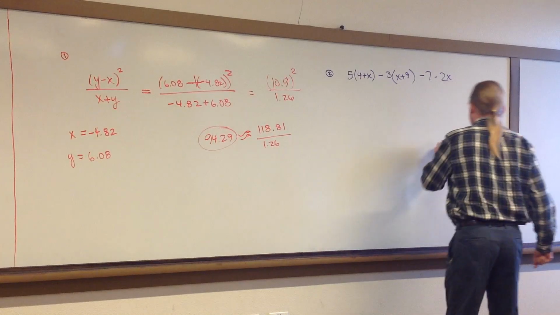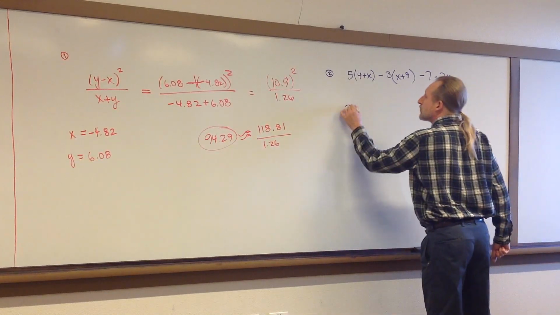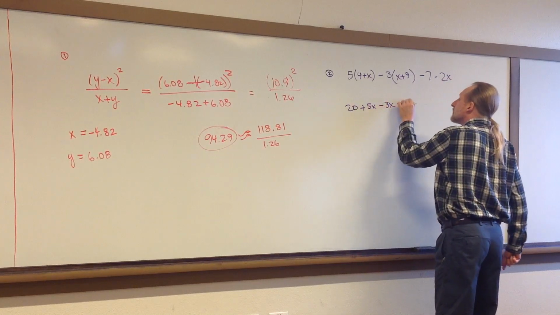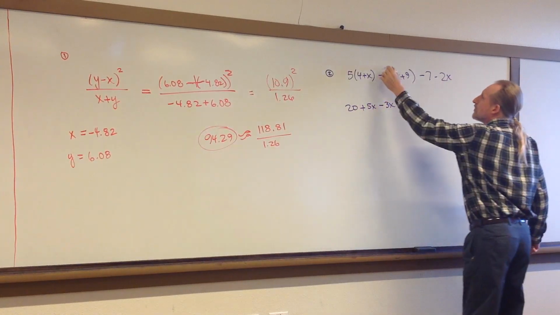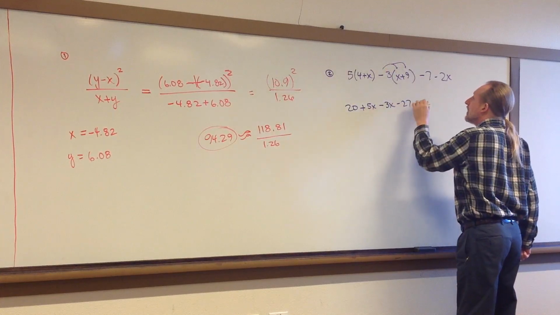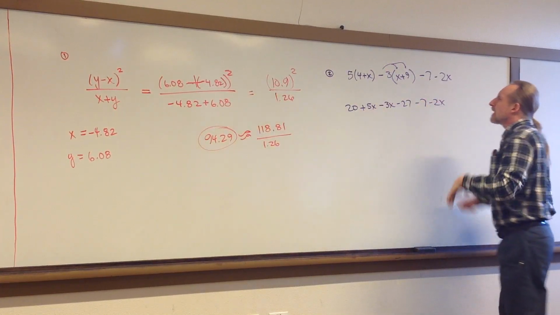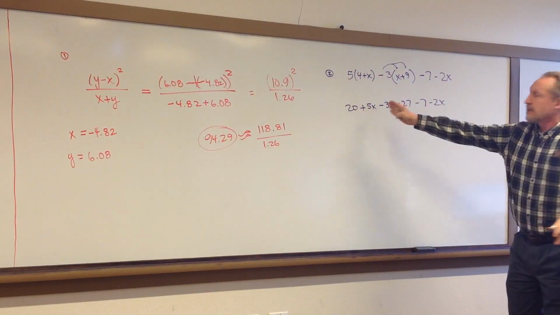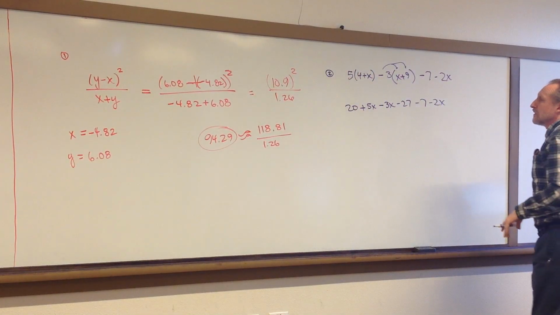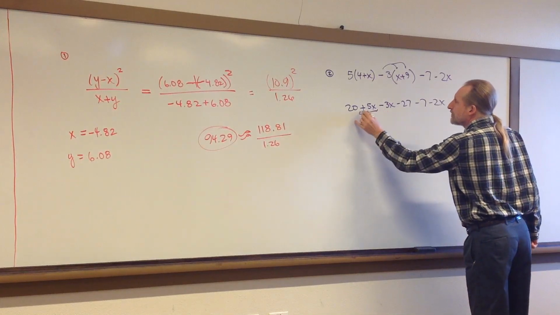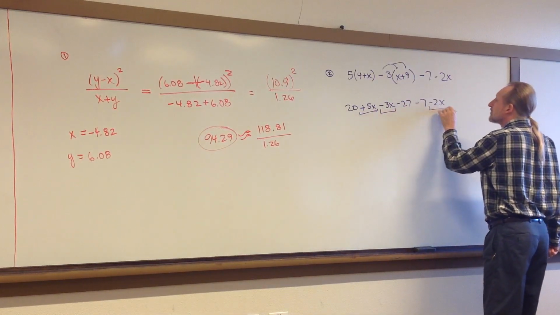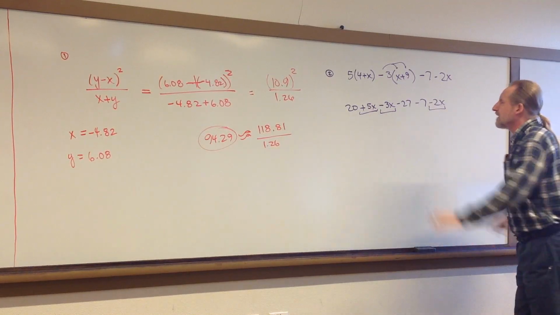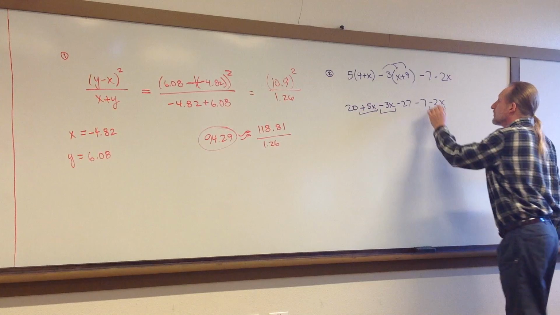So what we come out with here is 20 plus 5x, and then minus 3x minus 27. That's from this multiplication right here. And then minus 7 minus 2x. All right, so now we've cleared out all these parentheses, and we've just got the adding and subtracting of the like terms to put together. So here is a 5x, here is a minus 3x, and here is a minus 2x. This is minus 5x, this is plus 5x. That makes no x's, or 0x.